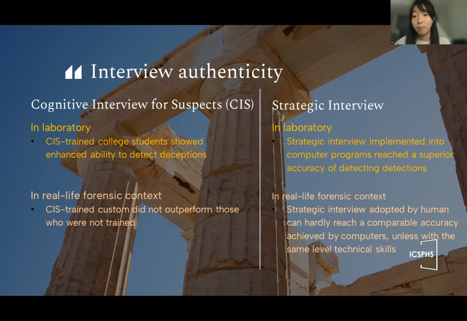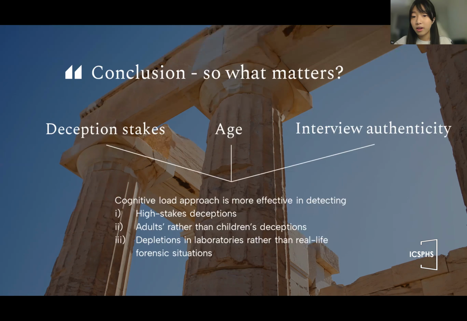So, in conclusion, what matters when we try to comment on the effectiveness of the cognitive load approach? To give a full picture, we have to dissect it into varied contexts. The message to take away from this study is that the cognitive load approach seems to be more effective in detecting high-stakes lies. It is challenged by the age group of children, and the practicality of such an approach is still a concern, with further work on this topic needed.